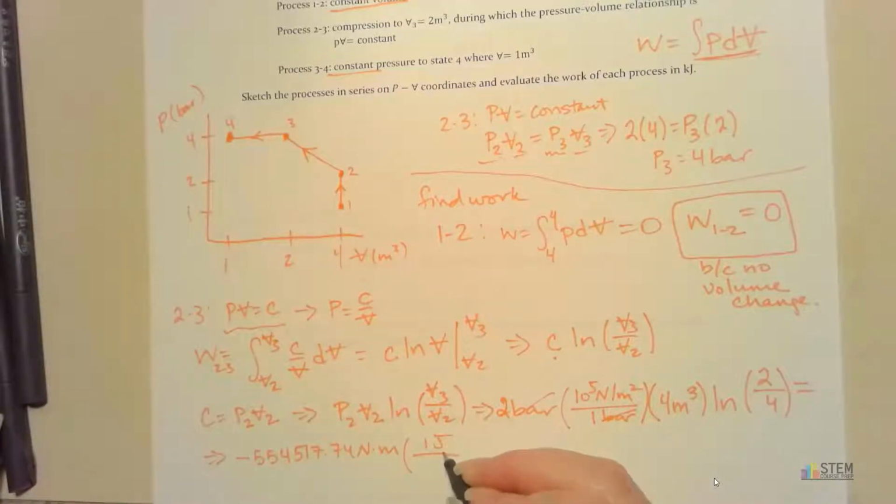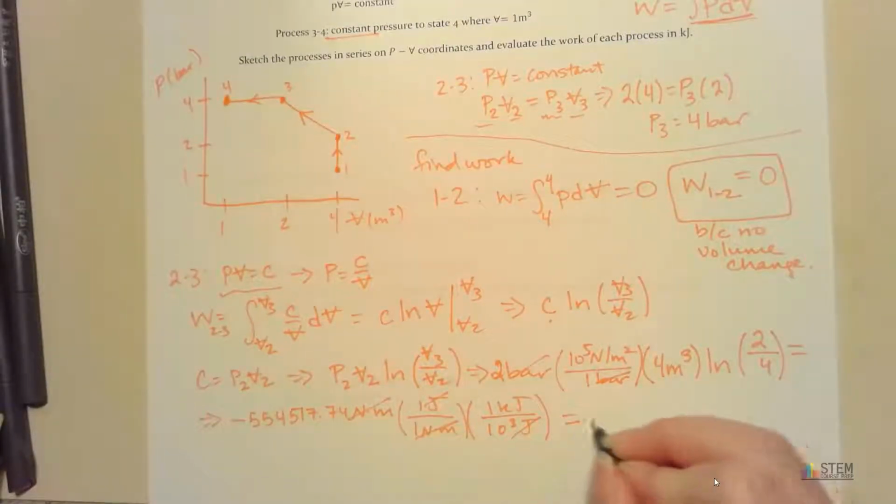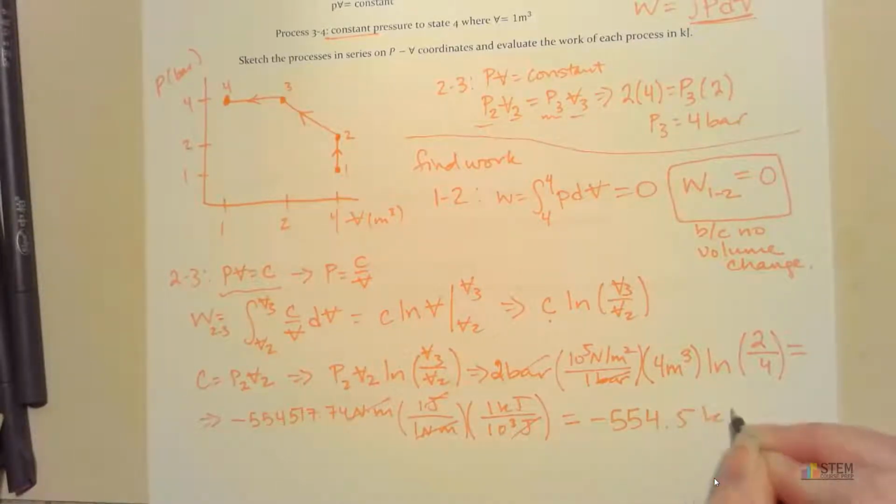So we need kilojoules. First, let's get it into joules. So 1 Newton meter per joule, and then 1 kilojoule per 10 to the 3 joules, or 1,000 joules, however you want to write it. Let's cancel them out. Those go away, joules go away, leaves you with kilojoules, which is what we want. Okay, so now that's going to be negative 554.5 kilojoules.